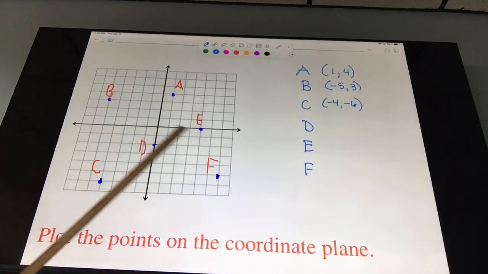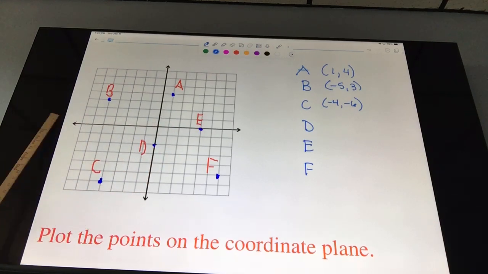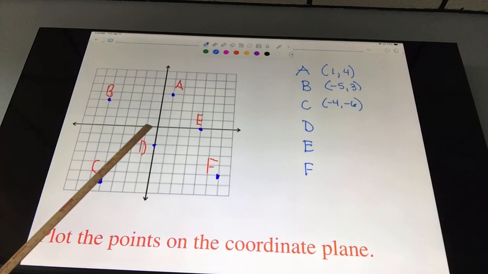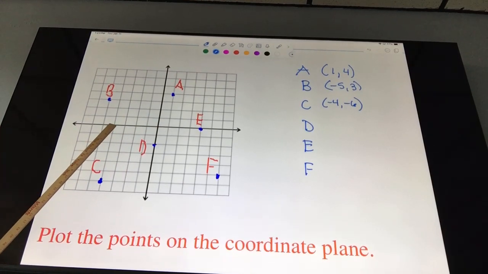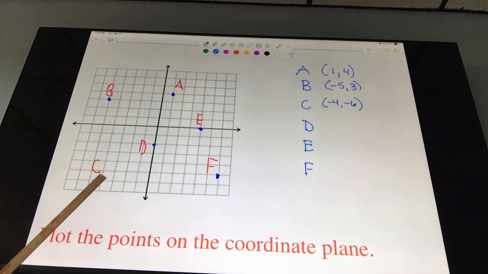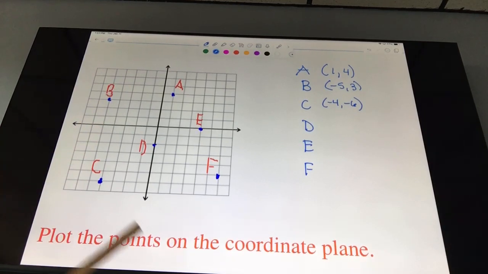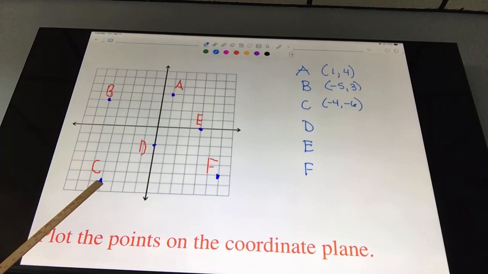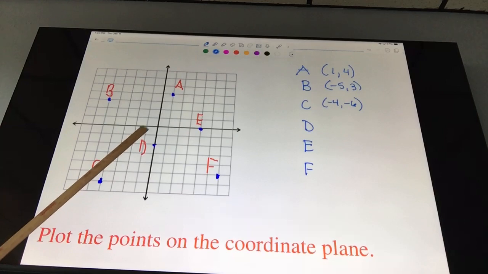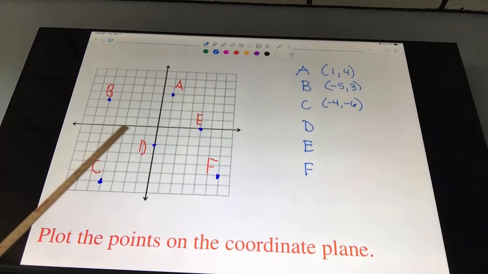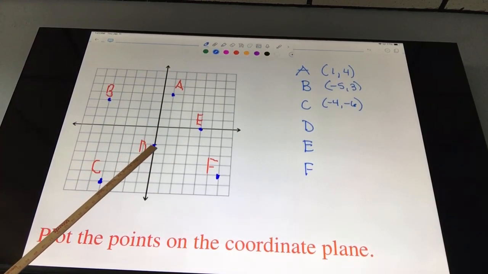So it's this way first. X comes first. How many points did it move left or right from the origin? So 1, 2, 3, 4. And then it went up or down. That's my Y. 6. It went down 6. That's negative. Okay, D. Now I'm not moving left or right at all. I'm just going down 2. So my X coordinate is 0. My Y coordinate, negative 2.